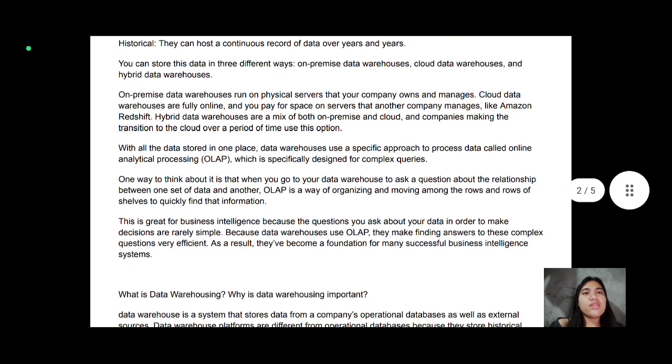Within all the data stored in one place, data warehouses use a specific approach to process data called Online Analytical Processing, OLAP, which is specifically designed for complex queries.